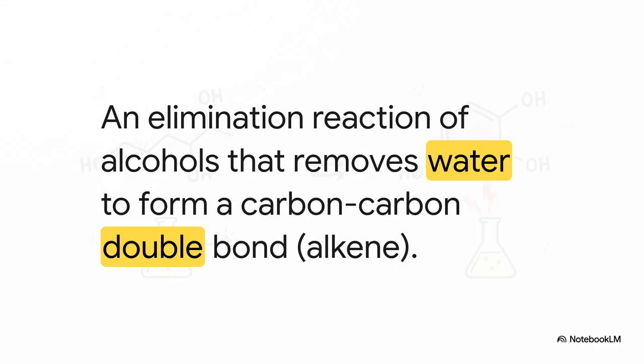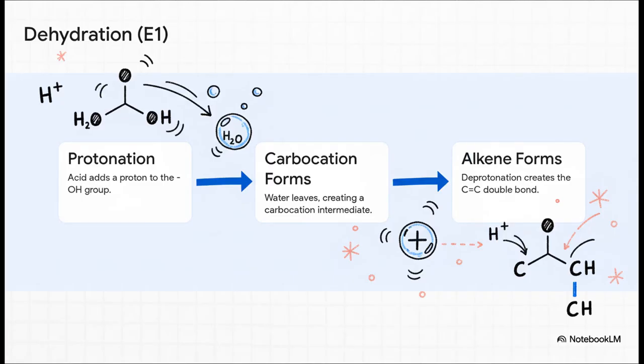Our final tool for alcohols is dehydration. And yeah, it's literally removing water. By heating an alcohol with a strong acid, we can basically force the OH group and a hydrogen next door to leave as a water molecule. When they pop off, the carbon atoms they left behind form a new, stronger double bond between them, creating a molecule called an alkene. So here's how it works, step by step.